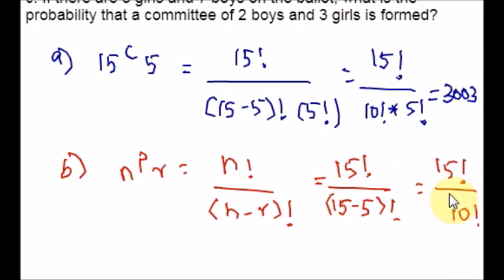For this part, I'm getting 360,360. Please check whether you're getting the same answer or not. I'm not showing the factorial part because expanding the factorial is very easy. Hope you can do that part.